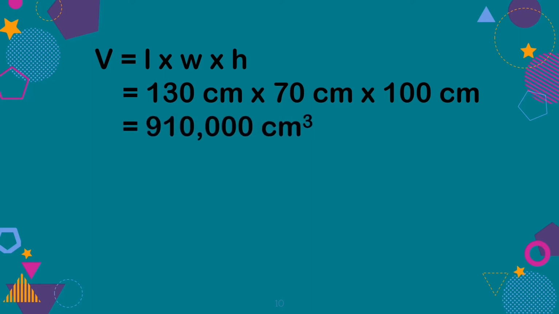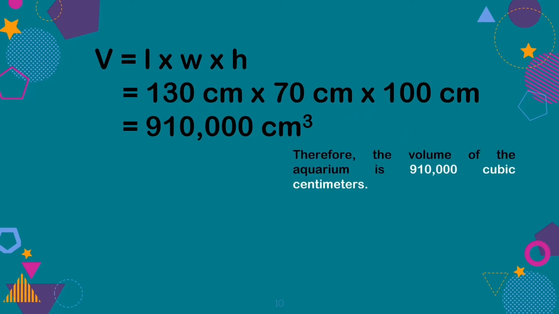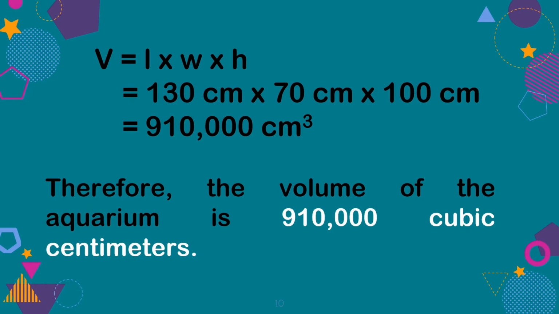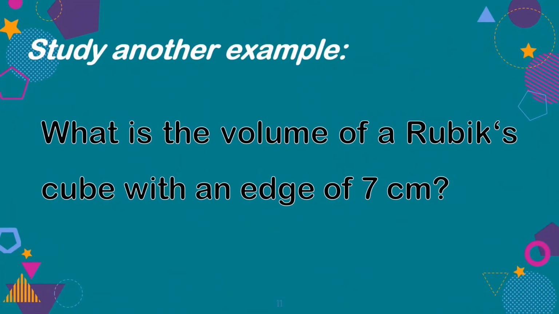The answer is 910,000 cubic centimeter. It means the volume of the aquarium is 910,000 cubic centimeter. Study another example. What is the volume of a Rubik's cube with an edge of 7 cm?